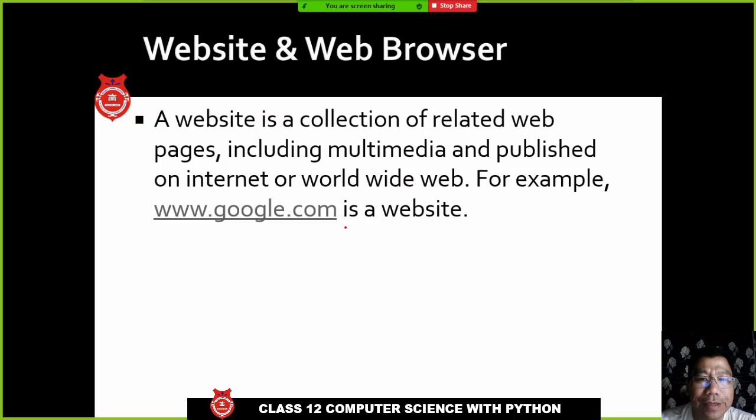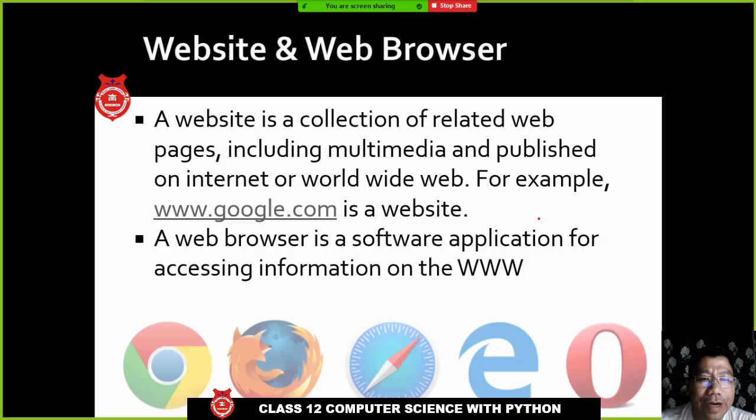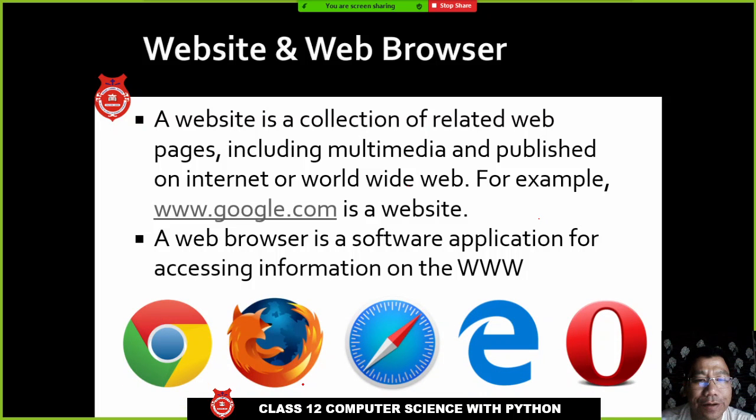A website is, as you have already known, no need to explain. A web browser is the software for browsing the internet. Here I have shown you some pictures of different browsers. Can you tell me the name? What is this one? Google Chrome, it is Chrome.